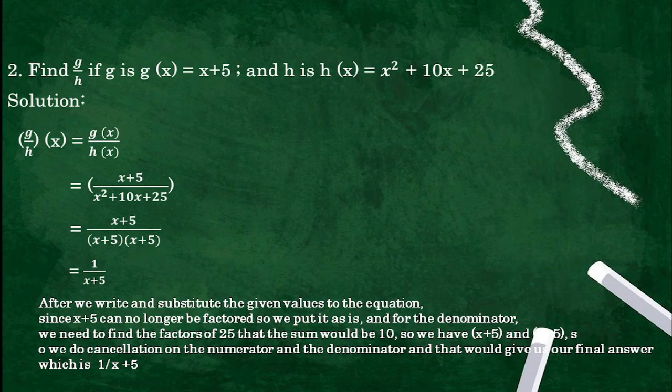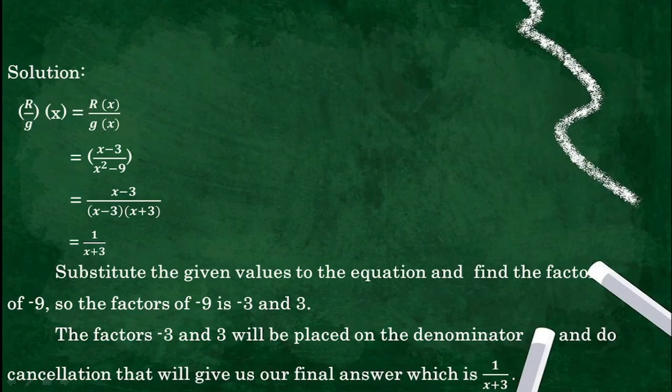Number 2. Find g over h if g of x equals x plus 5 and h of x equals x squared plus 10x plus 25. After we write and substitute the given values to the equation, since x plus 5 can no longer be factored, we put it as is. For the denominator, we need to find the factors of 25 whose sum would be 10. So we have x plus 5 and x plus 5. So we do cancellation on the numerator and the denominator, and that would give us our final answer, which is 1 over x plus 5.